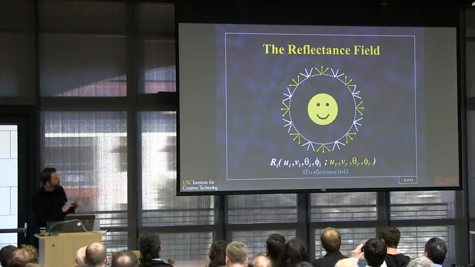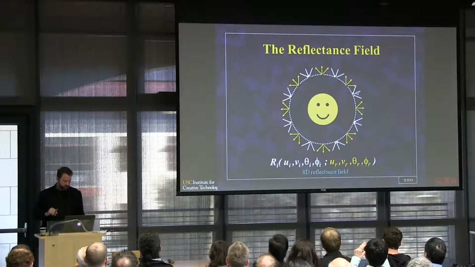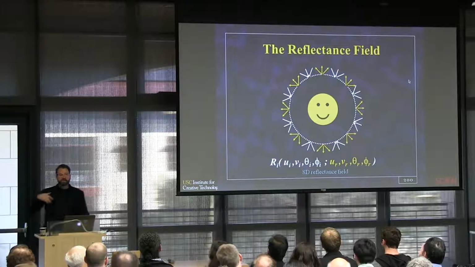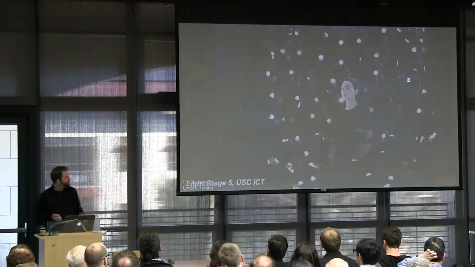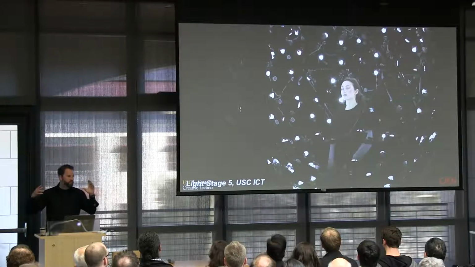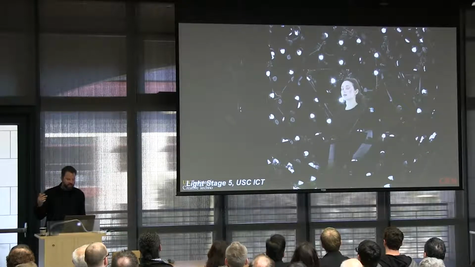And you can actually represent all the ways that a three-dimensional volume seen around from a surface reflects light as the reflectance field. And in order to start capturing this, we started building spheres of lights that could illuminate people from different directions and try to record slices of this reflectance field, how a person looks from all different directions and how they reflect light in a variety of directions.